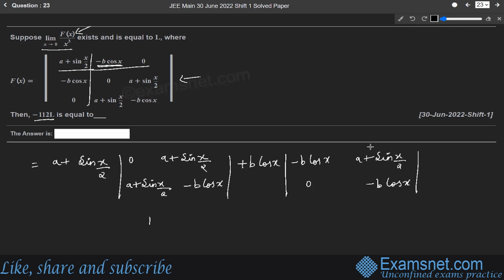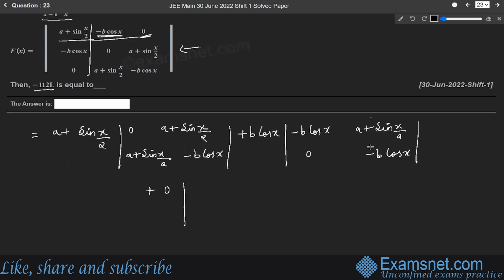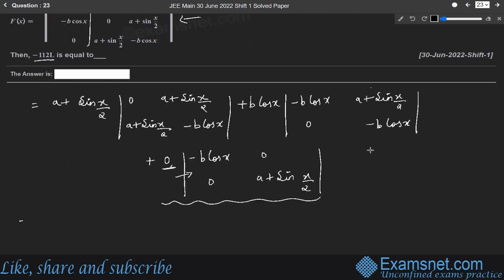Then with a positive sign, you have to write the third term. What is the third term? 0. Now you have to eliminate the first row and third column. So after eliminating the first row and third column, the remaining numbers are b cos x, 0, 0 and a plus sine x by 2. You can see that the last term is a multiple of 0, meaning 0 is multiplied to this value. It means this whole value will be equal to 0, right? So what are the remaining terms?